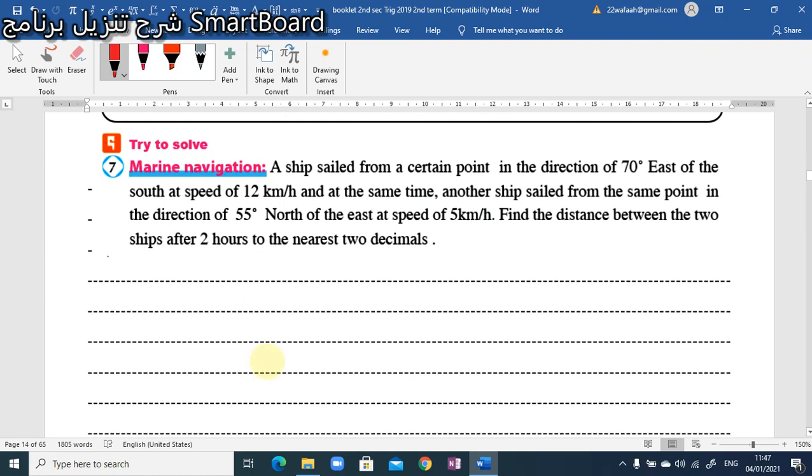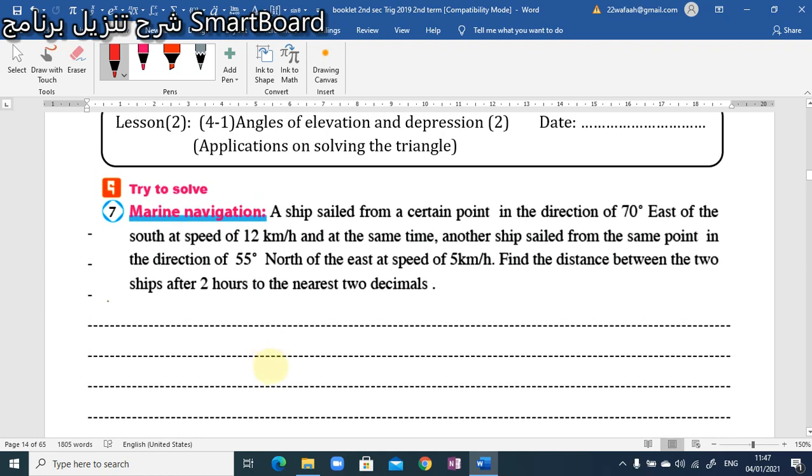I am Mr. Talib, and now we will continue our lesson about angle of elevation and depression.